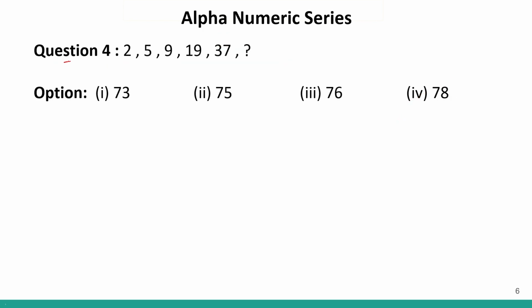Clear? Question number 4. We have 2, 5, 9, 19 and 37. So I can see very close numbers. Correct? Very close numbers. So let us find out. Between 2 and 5, I can see 2 into 2 plus 1 will give me 5. Correct? 2 into 2 plus 1 will give me 5. From 5 to 9, 5 into 2 will give me 9.